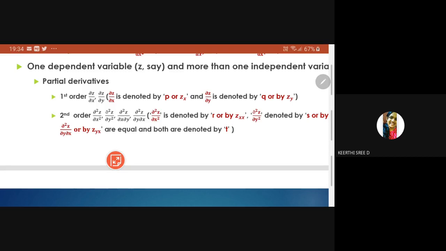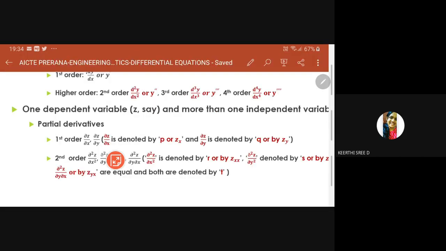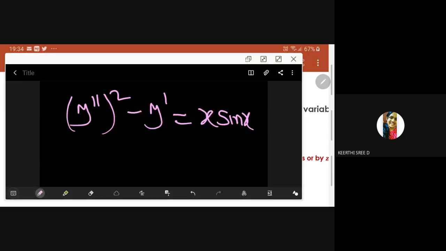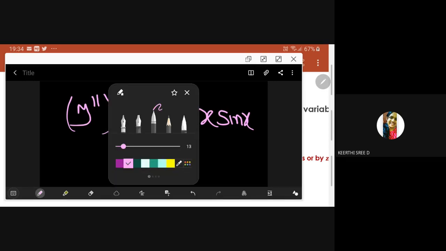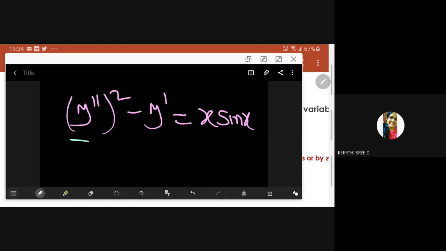Okay, so when it comes to here, this is an ordinary one. How many terms are there in this equation? This is the first term, this is the second term, this is the third term. This term is a product of y double dash into y double dash. This is the product here. Then you have minus 1 into y dash. And this is, of course, the product x into sin x.